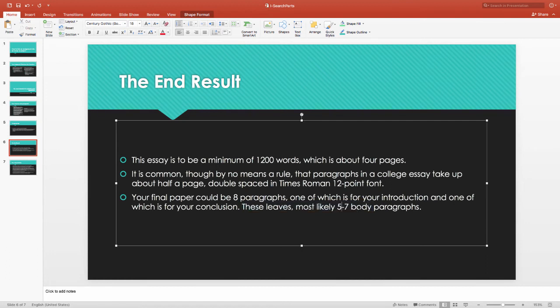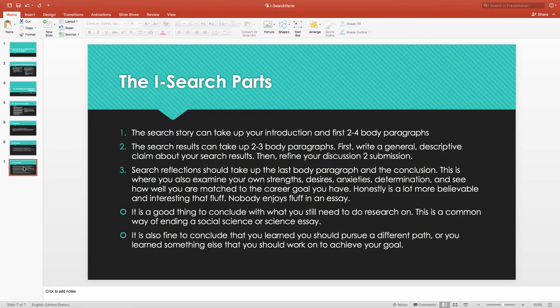Okay, so that leaves 5 to 7 body paragraphs for you. So then you think about your parts and how you break them into 5 to 7 pieces. And last, the parts. The search story can take up your introduction and your first 2 to 4 body paragraphs. Remember, the search story was the first 5 directions for the assignment. The search results, the second part, can take up 2 to 3 body paragraphs.